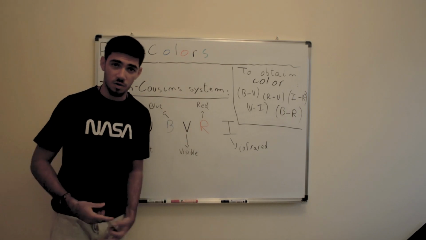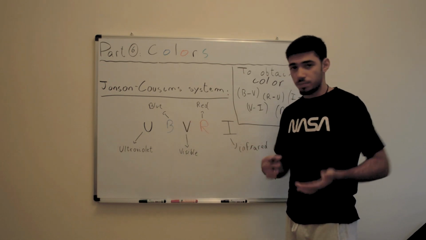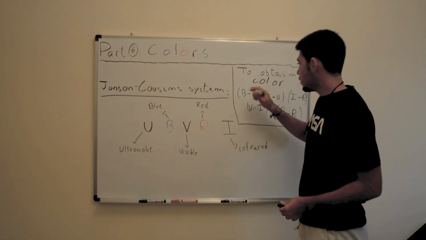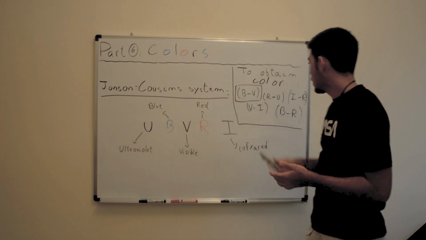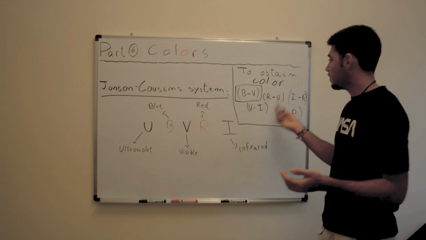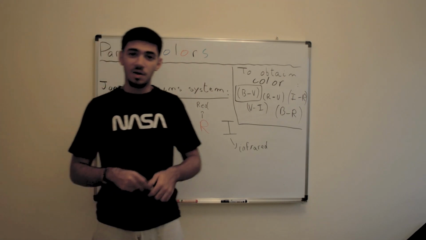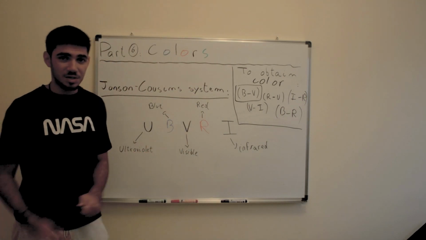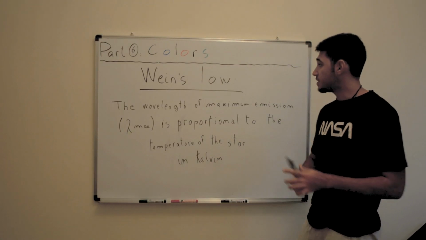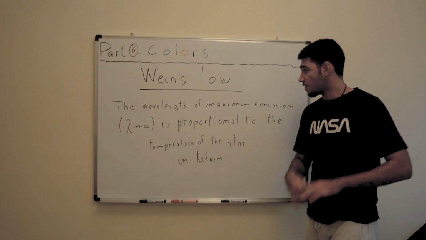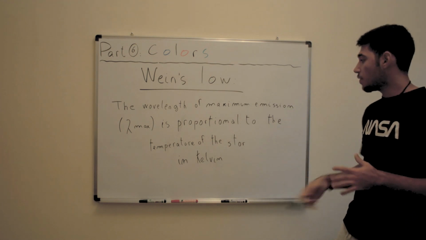So to obtain the color of a star, we simply need to compare any two filters. Mainly we use B minus V, this is the most used, but it works for all other filters too. It works for, I don't know, R minus V, V minus I, B minus R, I minus R. I could have written all the possible comparisons, but it would have taken me a very long while. We're going to end this part of the chapter by stating Wien's law, which says that the wavelength of maximum emission, lambda max, is proportional to the temperature of the star encountered.